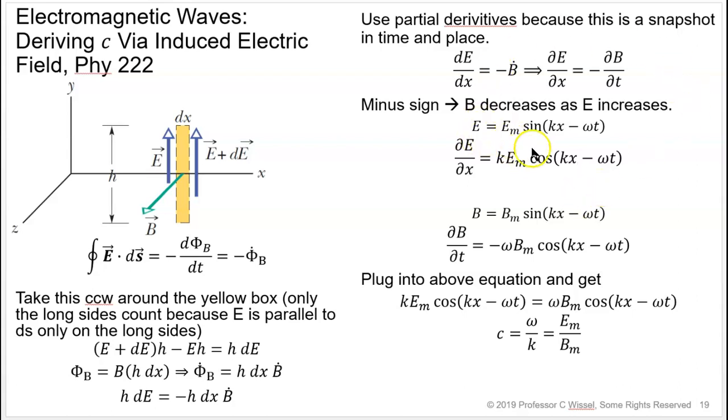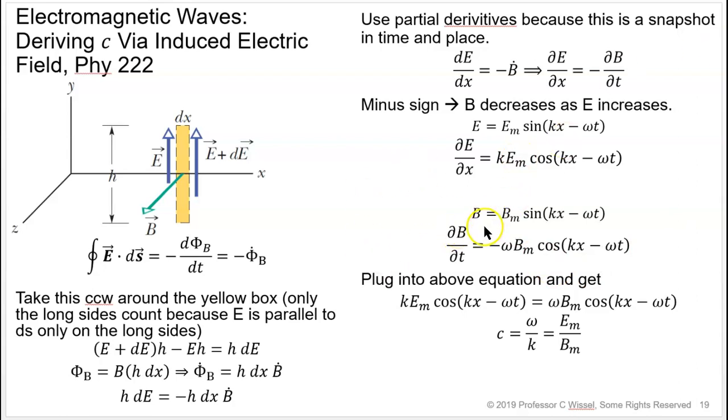So E will then be E max times the sine of kx minus omega t. That's just the wave that we had before, the formula for the wave. We're going to apply this to this. So the partial of E with respect to x equals k times E max times the cosine of kx minus omega t. Now this E max is the amplitude of the wave, or the electric field part of the wave.